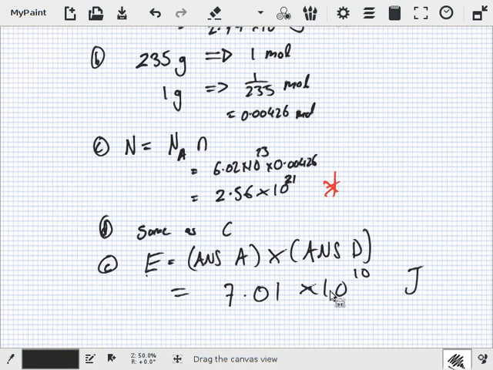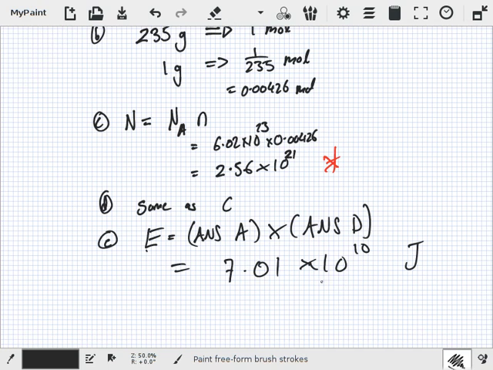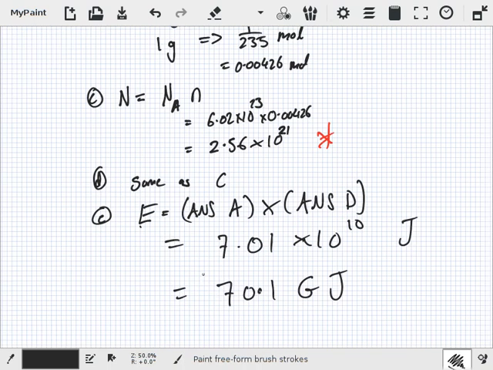6 is mega, isn't it? 9 is giga. So this is 70.1 gigajoules? Whoa, it's a lot of energy. How much uranium did I use to make this? 1 gram. Is 1 gram big? No. And how much energy did I get? I got 70 gigajoules from 1 gram of uranium. That's quite good, actually.